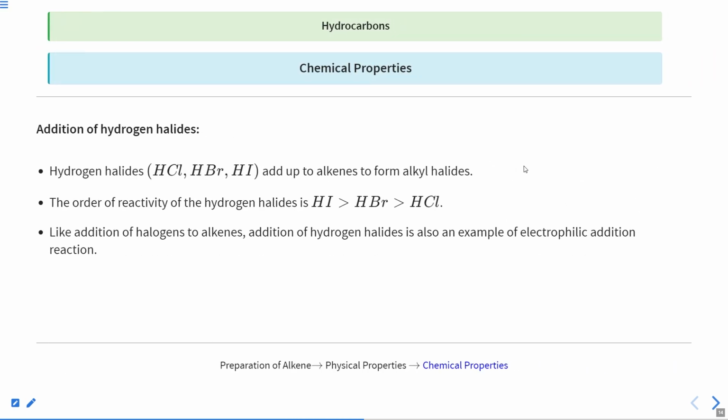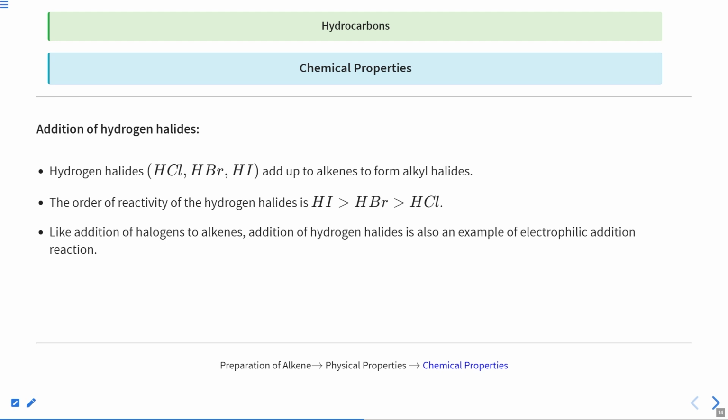Now talking about the hydrogen halides, we have already said that hydrogen halides are added. In the order of reactivity, HI is added fastest, then comes HBr, and then comes HCl. Also, like addition of halogen to alkenes, addition of hydrogen halides is an example of electrophilic addition. This term is very important: electrophilic addition reaction.